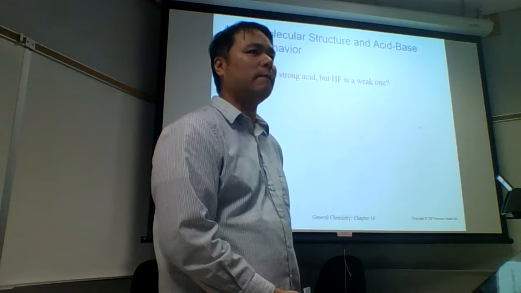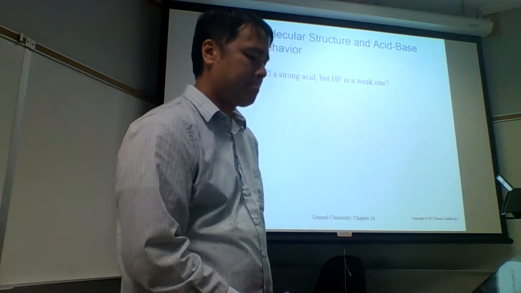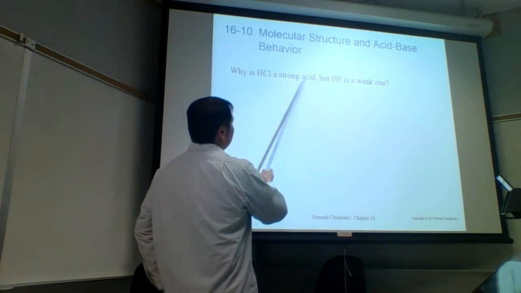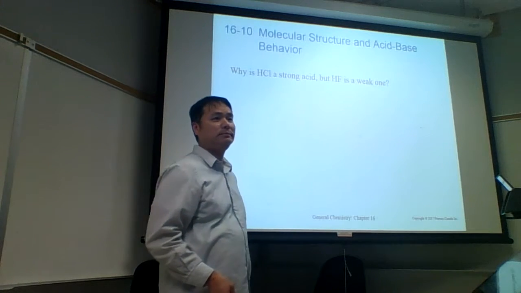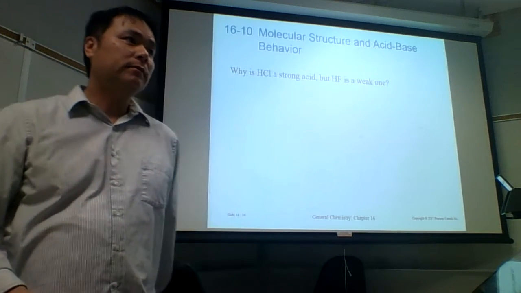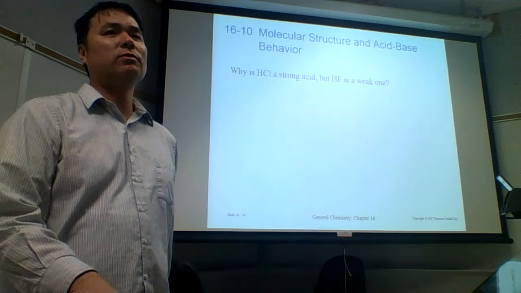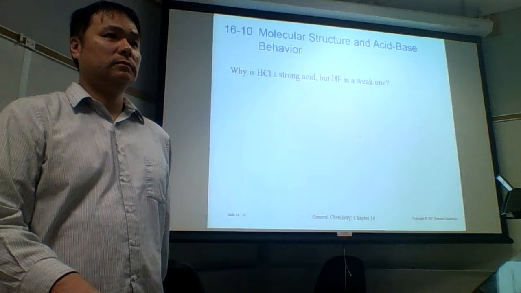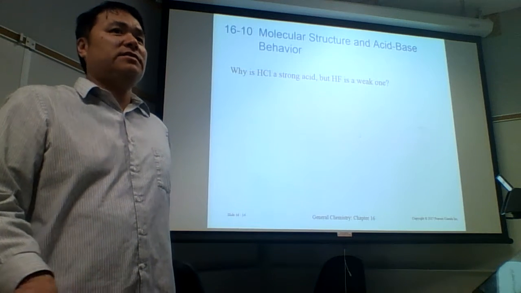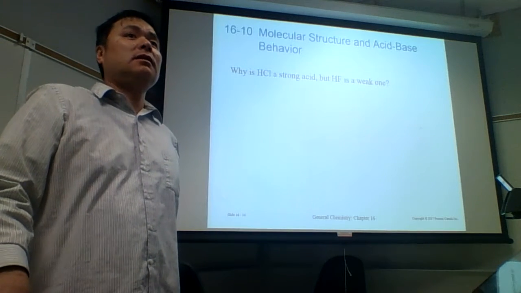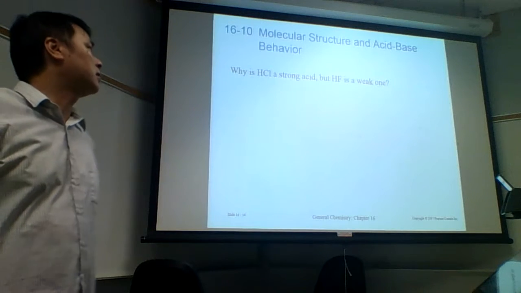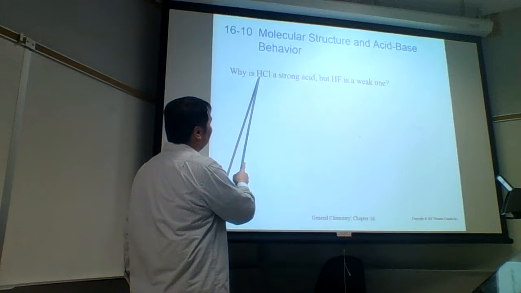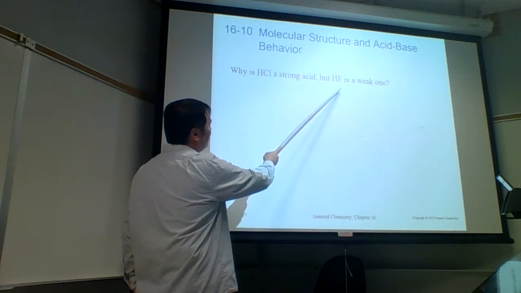Let's talk about it here. And so what do you have? Why is HCl a strong acid but HF a weak one? For sure, HF should be a weaker one. Why? HF should be a weaker acid because of bond strength. Bond strength, exactly. HCl, weaker bond; HF, stronger bond.